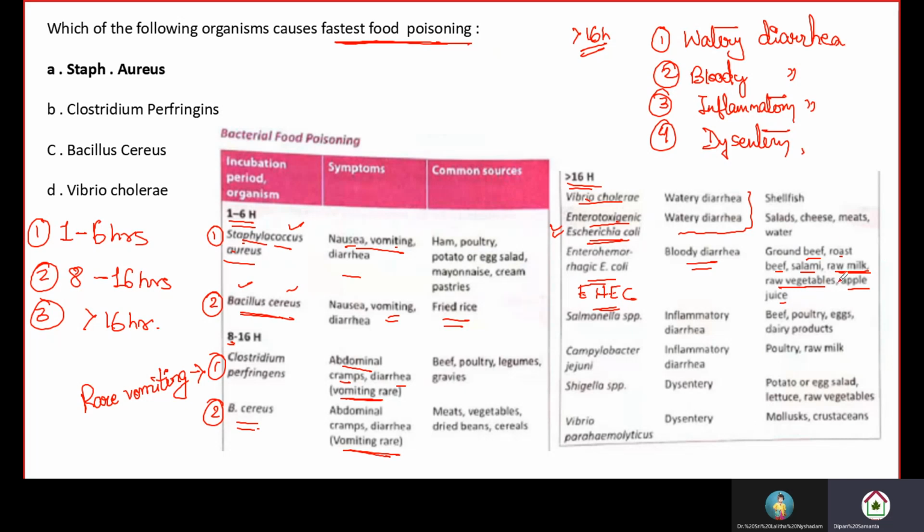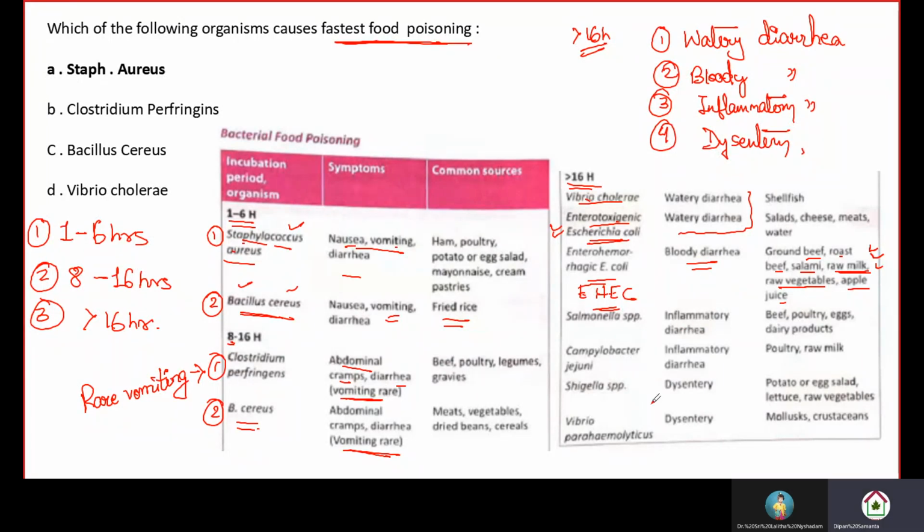So if you can remember this, very good. If you can't remember this, okay, fine, no problem. But if you remember this, it will be an added advantage, because in the case study, what will happen? They will give that the concerned person has consumed raw milk or raw vegetables or apple juice like this. So if you can remember this, it will aid you in making the diagnosis.